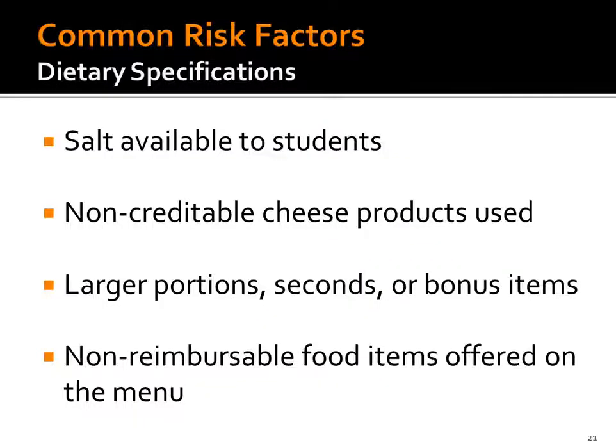A few of the glaring food service practices we observed last school year included salt shakers available to the students either on the serving line or on the tables. We also heard that non-creditable cheese products, such as cheese sauce, are frequently used in food preparation. Through observations, especially at the end of meal service, we saw students being served larger portions or seconds. Also, offering bonus items such as a bowl of peanut butter at the end of the line is not appropriate. Menu planners should also strive to remove non-reimbursable foods from the menus, such as potato chips, ice cream, pudding, etc.